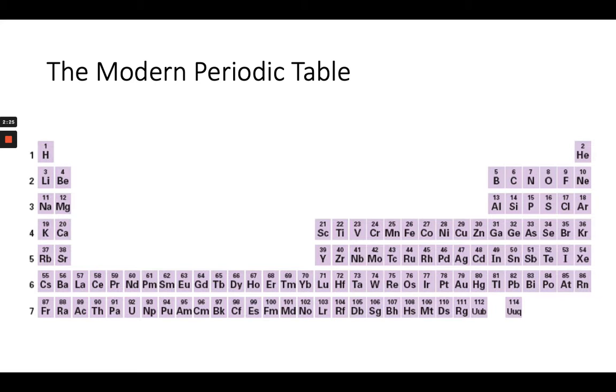The modern periodic table looks like this. It's arranged by atomic number, and the atomic number you will recognize, usually there's a key on your periodic table, you'll recognize because it goes from top to bottom, left to right, in order. Hydrogen has 1 proton in its nucleus, helium 2, lithium 3, beryllium 4, and you just keep going.